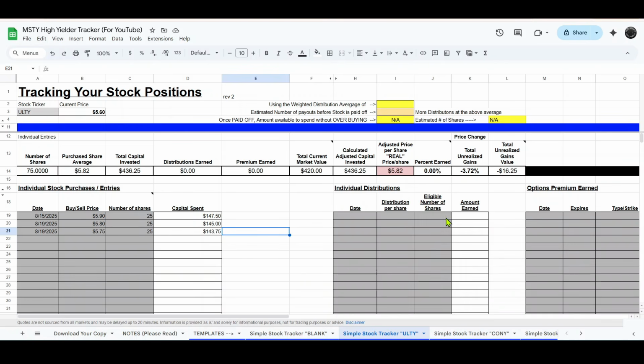But that will change as soon as we enter in our distribution, because it did go X today. I'm going to go ahead and enter that in so that we can get our first distribution and get this cell populated. Then we will start seeing a difference between the adjusted price per share versus the general purchased share average, right? So let's go right back to our announcement sheet and see what ULTY paid out.